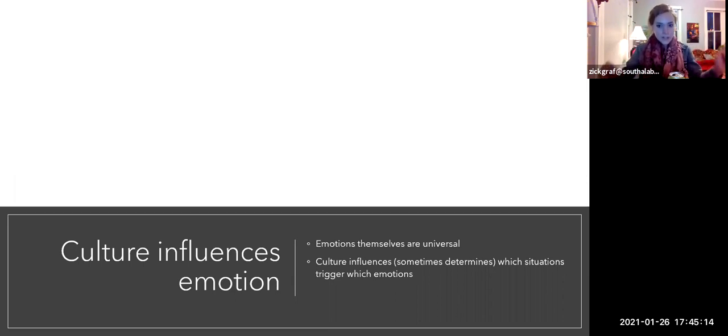So although emotions themselves are universal, every human population, every culture has the same basic 6 emotions, the culture that we grow up in influences and does sometimes determine what situations trigger emotions, and also how we express emotions, who expresses emotions, and how we experience emotions cognitively, how we describe our emotions to ourselves.